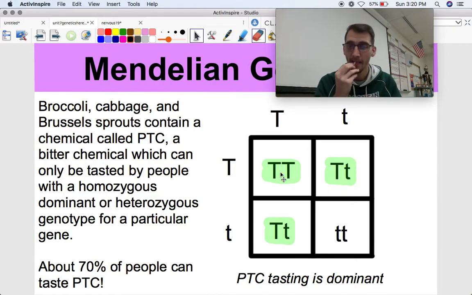Guess what? I am not a taster. That means I have two recessive alleles, and I cannot taste PTC. So that means that my genotype here is little t, little t, and I am homozygous recessive for PTC tasting. 70% of people can taste it. I guess I'm in the 30% here that cannot taste it, or 70 to 75% can taste it.